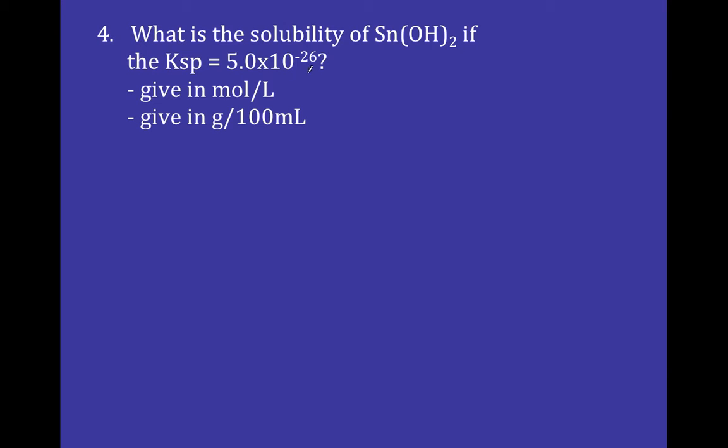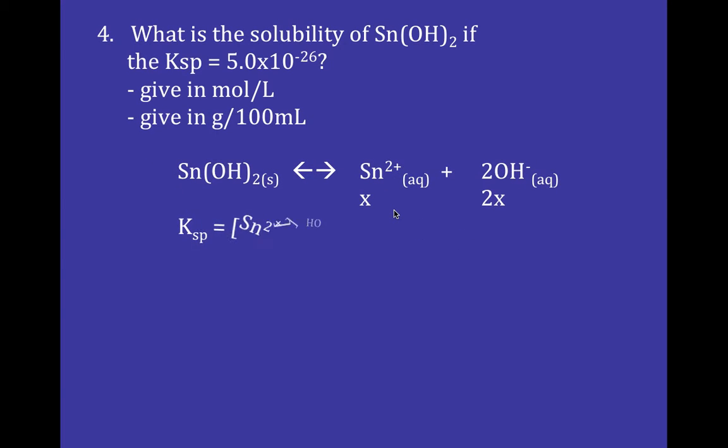We see this is a very small Ksp, so that gives us a clue that this is not a very soluble material. When we first calculate it, it's going to come out in moles per liter, and then we're going to do a final conversion to make it grams per liter and grams per 100 mils. So we're going to take you through those steps. But our first job is to get the solubility in moles per liter. So we write out our equilibrium.